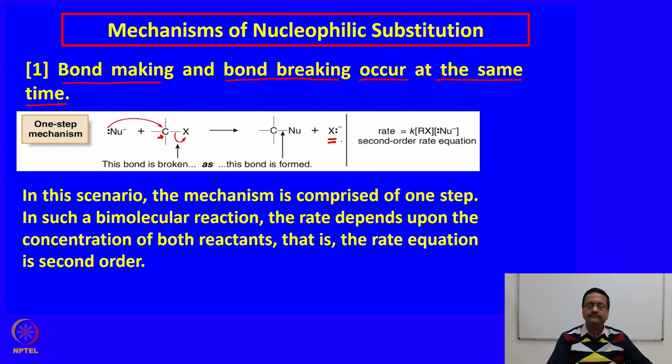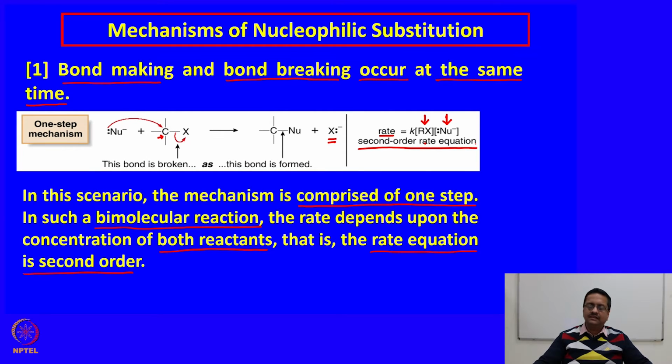So, if the reaction happens like this, then the rate of reaction will have the component of RX and the nucleophile concentration. So, in this scenario, the mechanism is comprised of one step. In such a bimolecular reaction, because both the molecules are involved, the rate depends upon the concentration of both the reactants, that is, the rate equation contains the concentration of RX and nucleophile both. So, it is a second order rate equation.